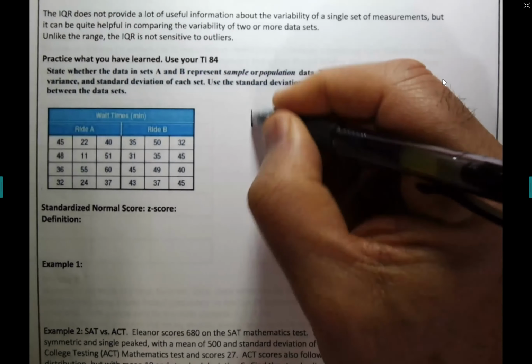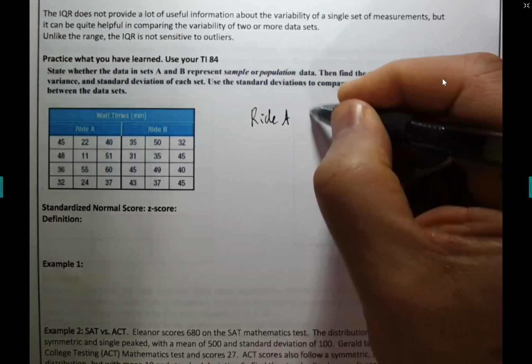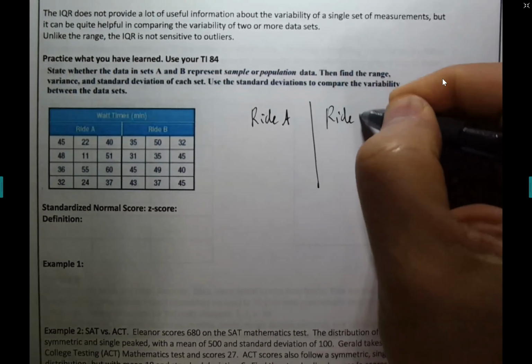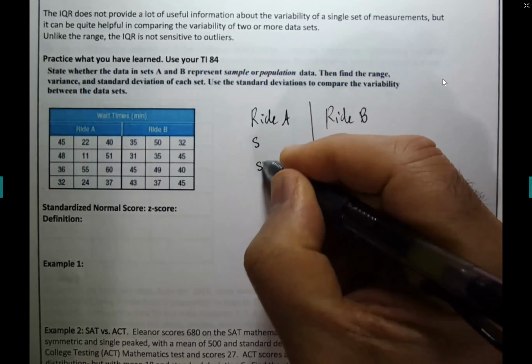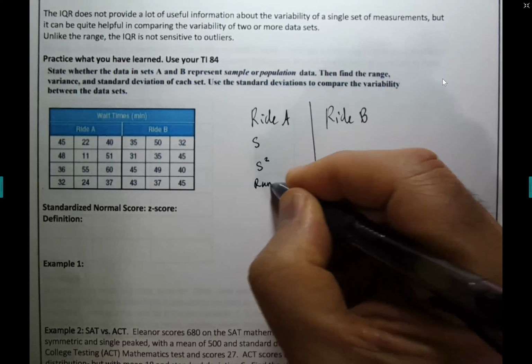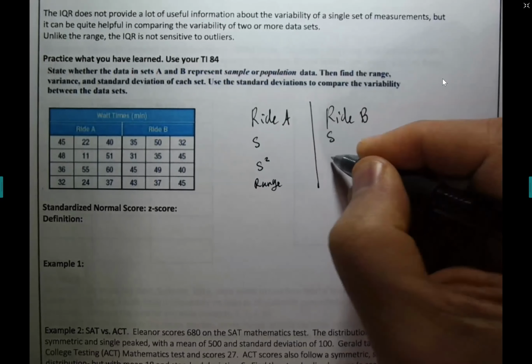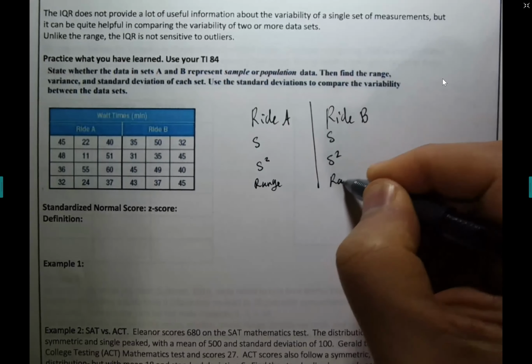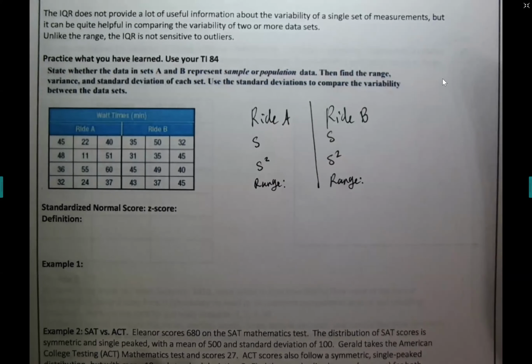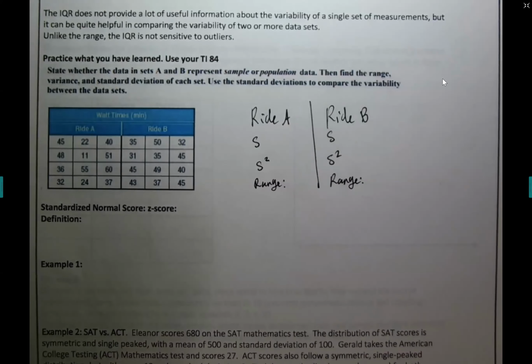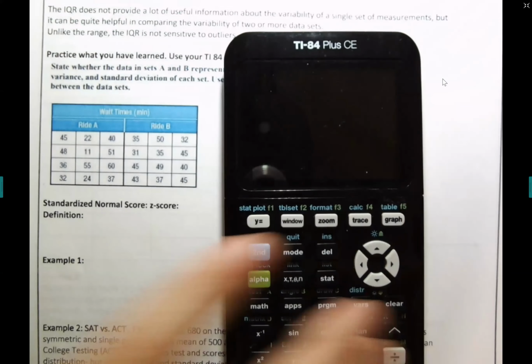So this is ride A. This is ride B. He wants the standard deviation, he wants S squared, and he wants the range. Okay. Let's do that on the calculator, guys. We're not going to do anything by hand here.